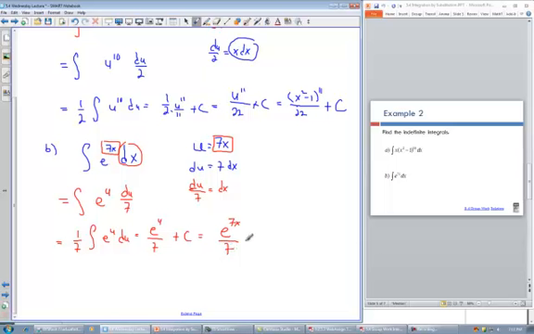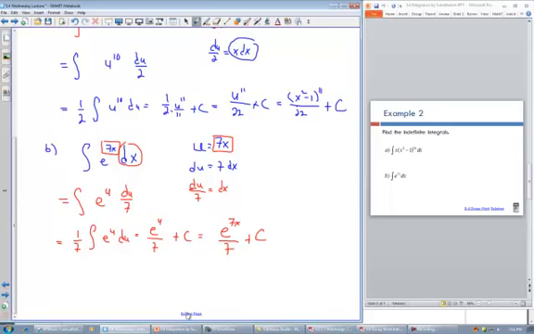7 plus c. And remember, you can check your answers here. It just becomes a little bit harder because the functions are harder. So if you want to check your answer, take the derivative of this thing. So the derivative of e to the 7x divided by 7 is e to the 7x times the derivative of the inside, which is 7, so the 7's cancel, plus 0, and you just get e to the 7x back.